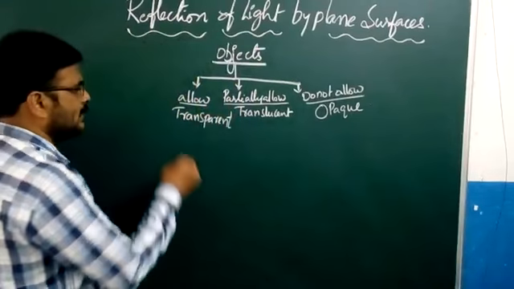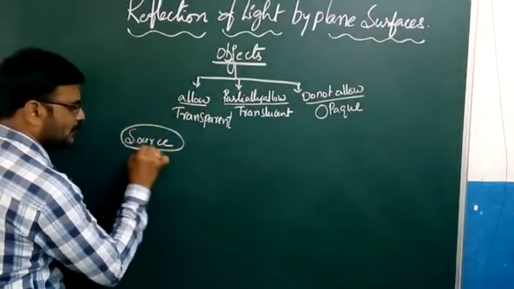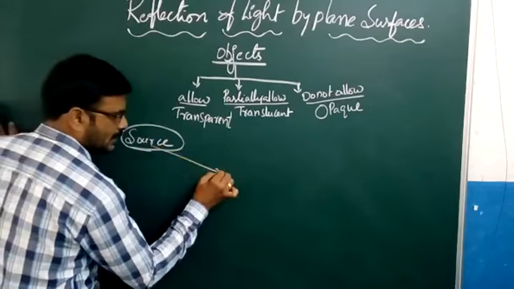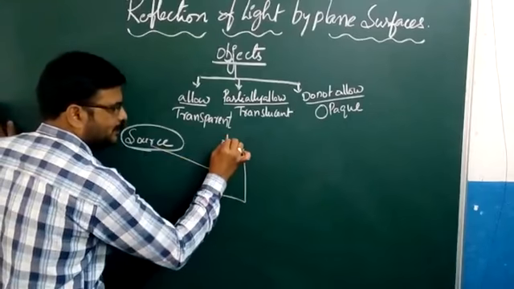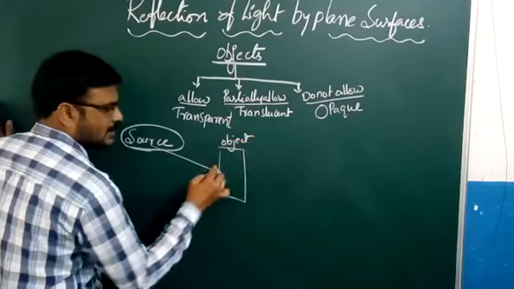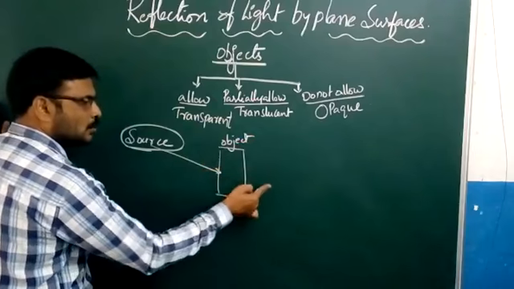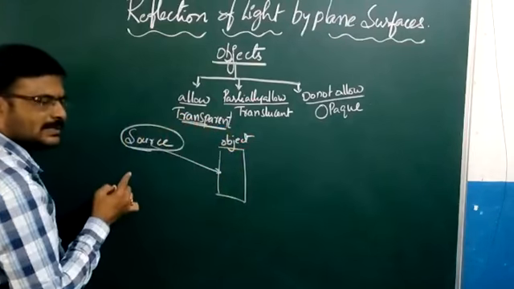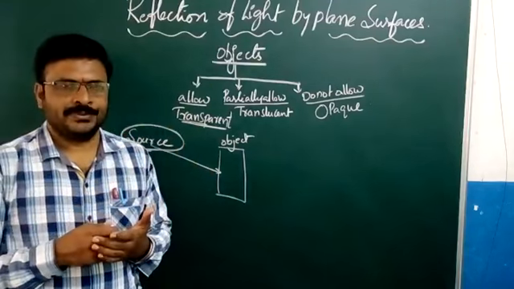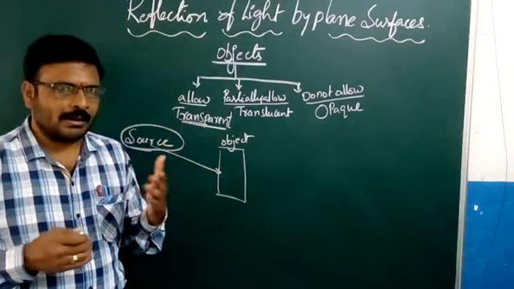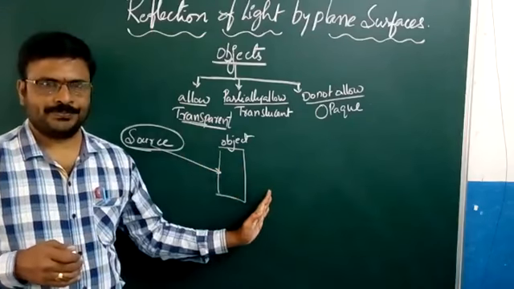So, when light comes from a source, this is our source of light, children. From here the light is coming. If here is an object, this object allows the light to pass through it if it is a transparent substance. That means glass, water, air. All these are transparent substances which allow the light to pass through them.